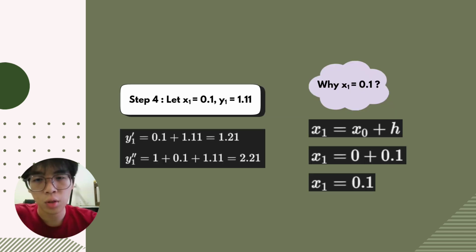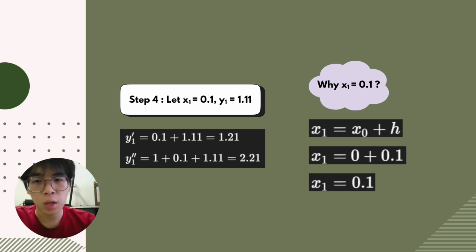So now, step 4. We let x1 equal 0.1 and y1 equal 1.11. Then we substitute these values into the dy/dx and d2y/dx2 formulas. And finally, we will get 1.21 and 2.21. Basically, step 4 is actually the same as step 2, which is the substitution of x and y into dy/dx and d2y/dx2, and we'll get the values.